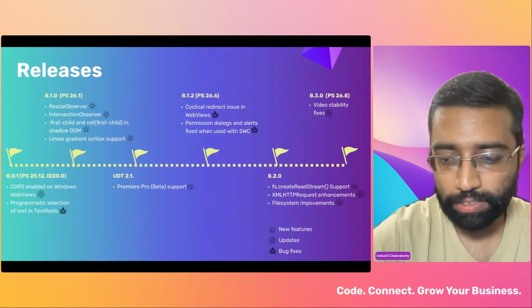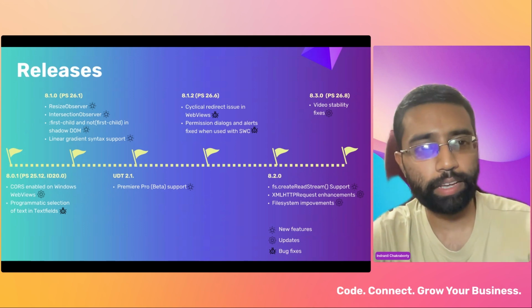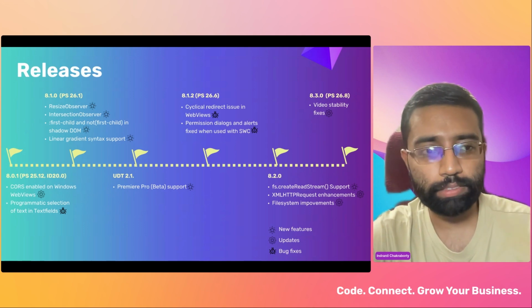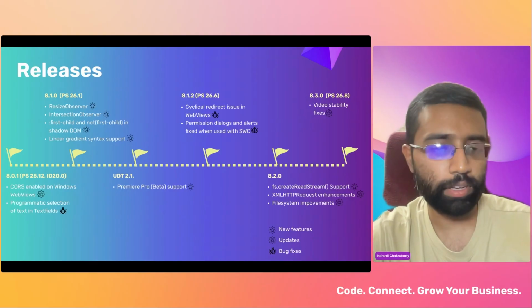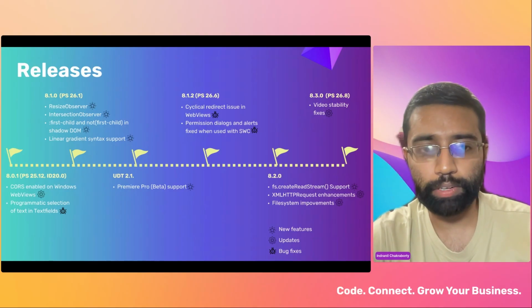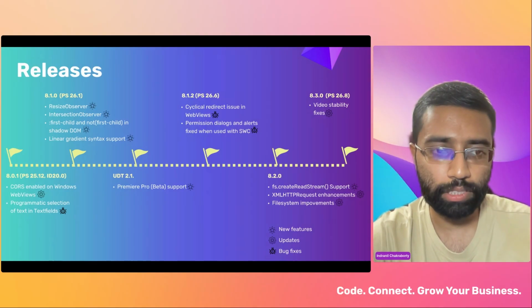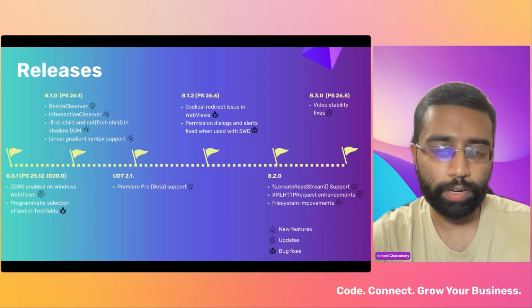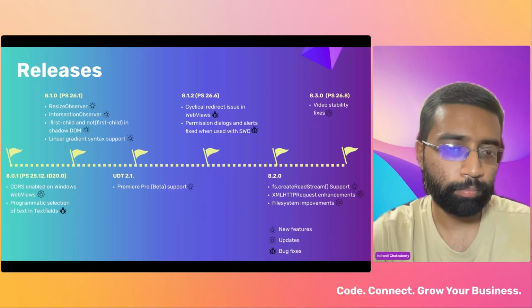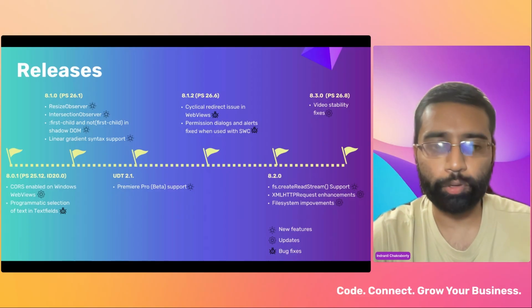What have we been doing since the last Developer Live? We've had a few releases. With UXP 8.0.1, we enabled CORS by default on Windows web views. This had been disabled till now, and then we uncovered a security issue because of which CORS is now enabled on Windows web views. It's always been enabled on Mac web views, but now it's enabled on Windows as well. There was a bug with the programmatic selection of text in text fields, which has been fixed with this release.